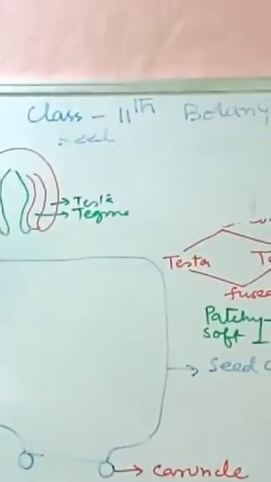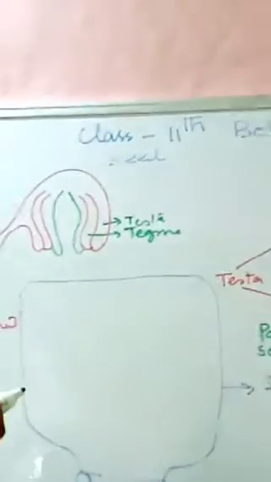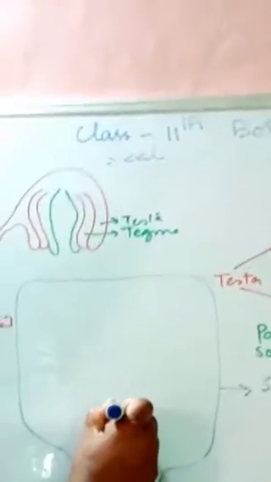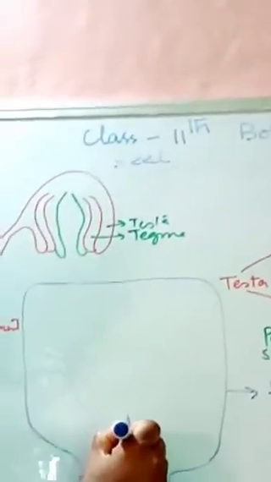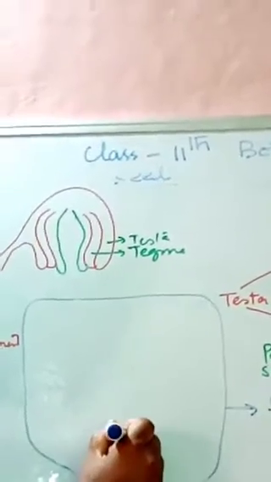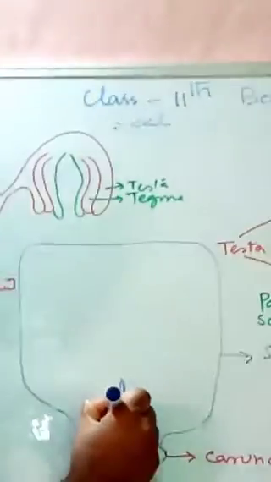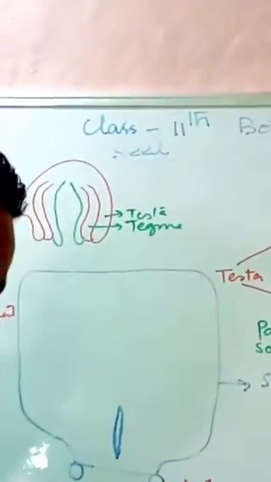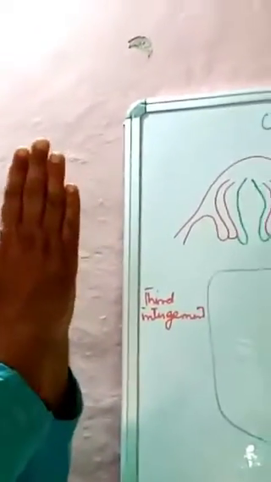Now inside this seed, beneath the endosperm, we will see this embryonic axis, like this. I will show you. If this is the embryonic axis, and these two hands are what we call the cotyledons, because we are going to study the dicot seed.